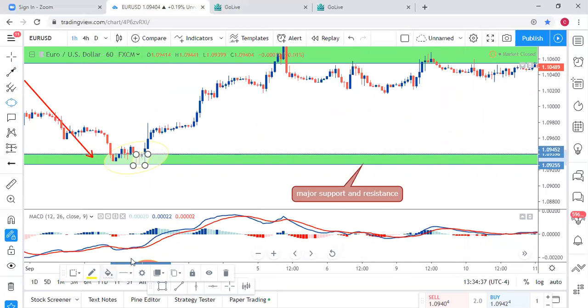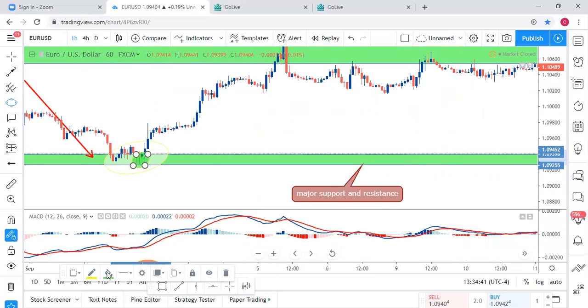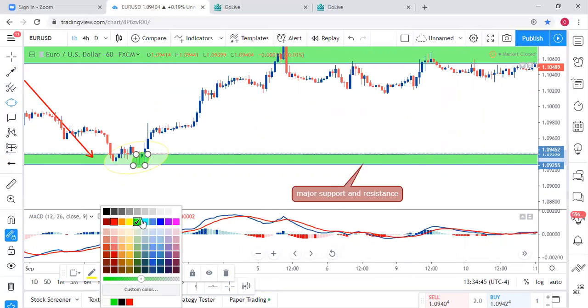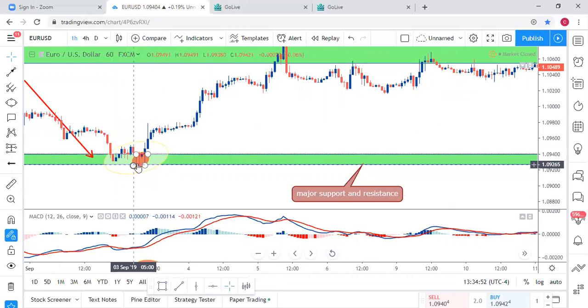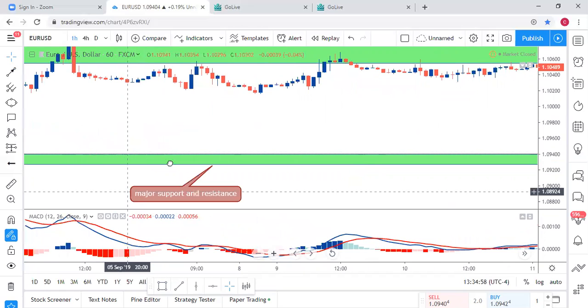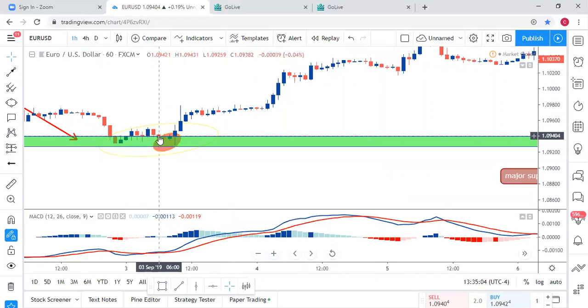Let me highlight it for you in red. You will see that in that general area there was a lot of action happening in this support area. At this candle, let me scroll in a little bit more so you all can see properly, this red candle, I think we call it a hammerhead, you have a long red wick here.